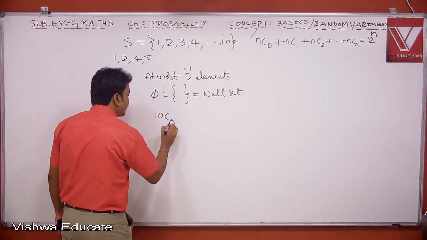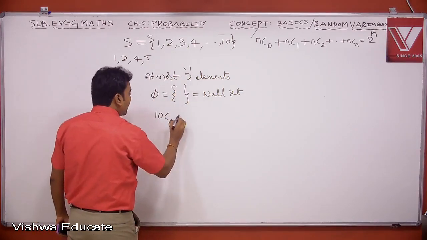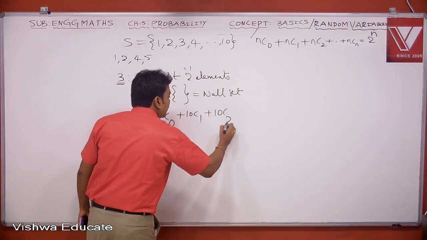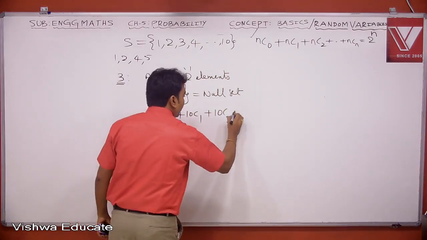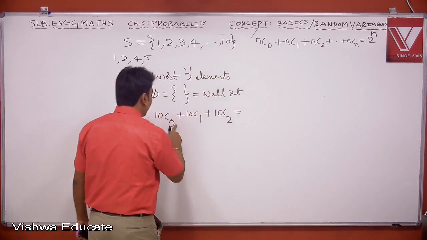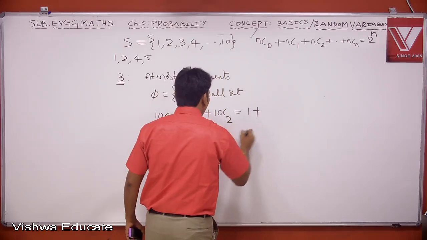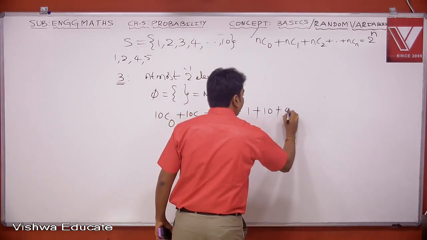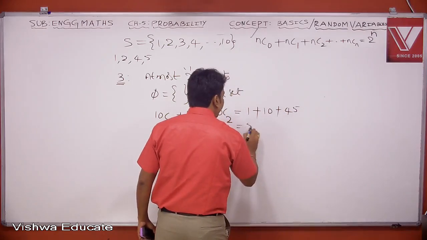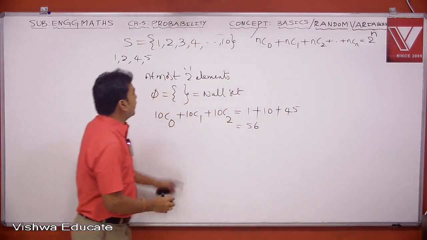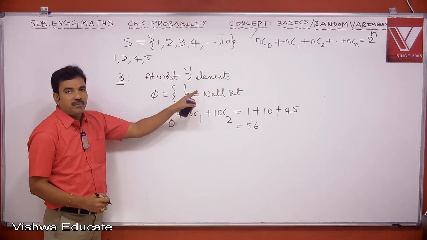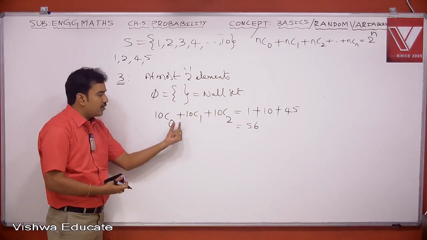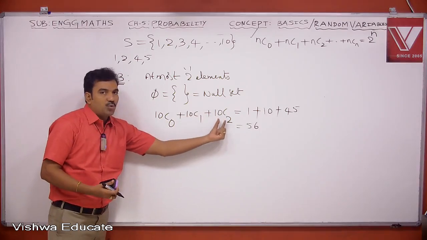So therefore 10C0. It may have one element, so plus 10C1 plus 10C2. When you simplify this, you will get some number. 10C0 is 1, 10C1 is 10 and 10C2 is 45. So therefore there are exactly 56 subsets of S having at most 2 elements, maximum 2. That means it can have 0 elements or 1 element or 2 elements.